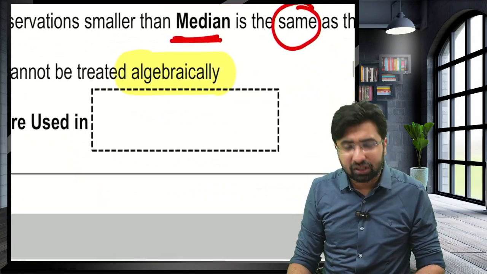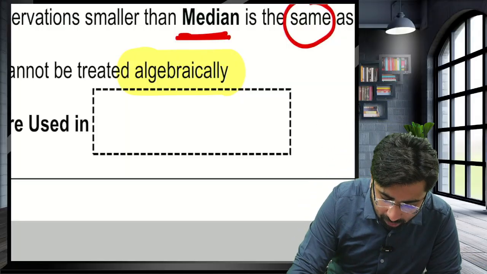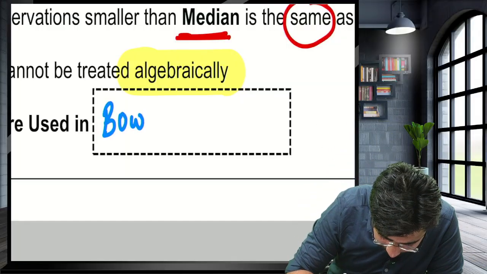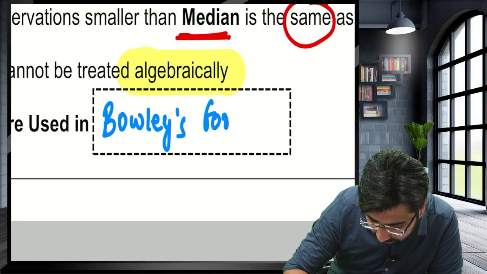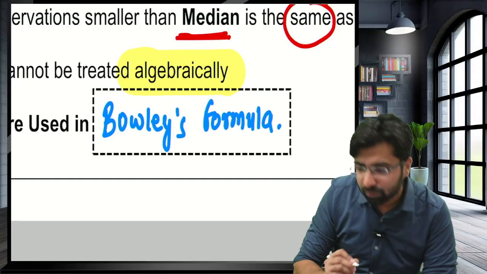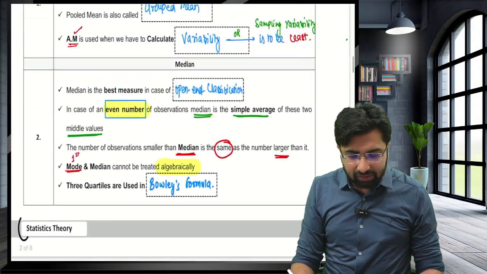Three quartiles, Q1, Q2, Q3. These are used in Bowley's formula. Always remember, quartiles are used in Bowley's formula. Here we are done with the median.